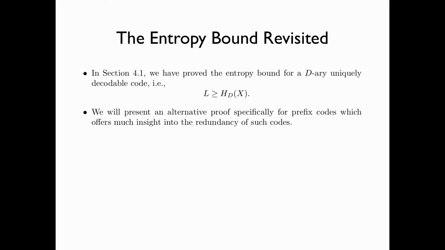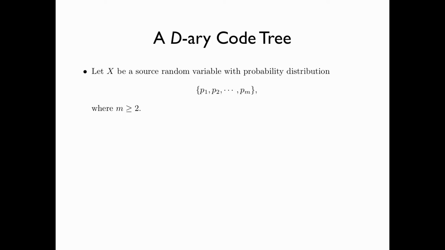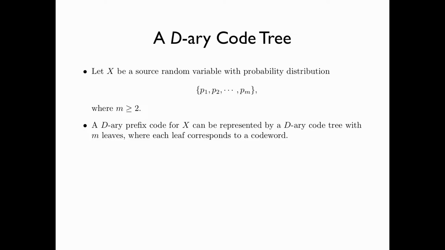In this section, we revisit the entropy bound by presenting an alternative proof specifically for prefix codes, which offers much insight into the redundancy of such codes. Let X be a source random variable with probability distribution p1, p2 up to pm, where m is greater than or equal to 2. A D-ary prefix code for X can be represented by a D-ary code tree with m leaves, where each leaf corresponds to a codeword.